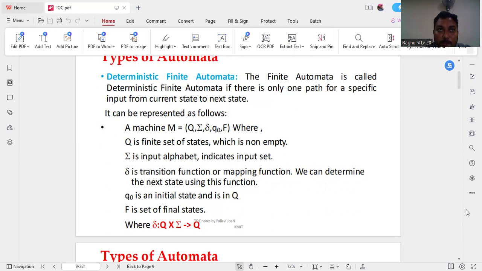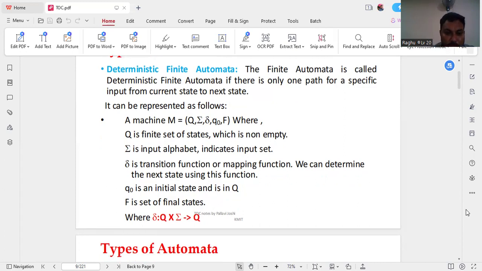We're going to map current state to the input symbols. It will go to only one state. It means there is only a specific path from the current state for the current input symbol. It means the order is only one state for the current state and the current input symbol.